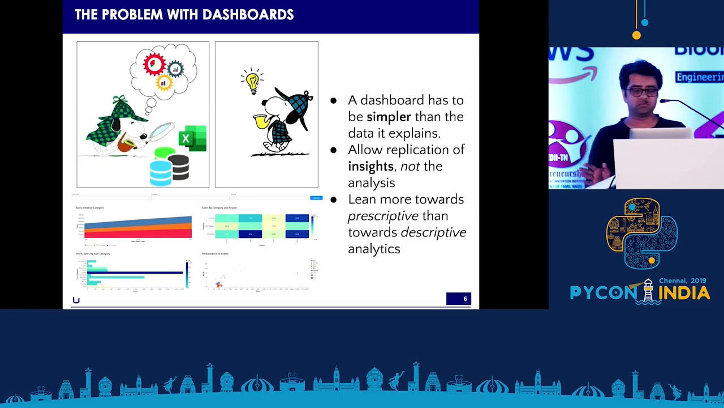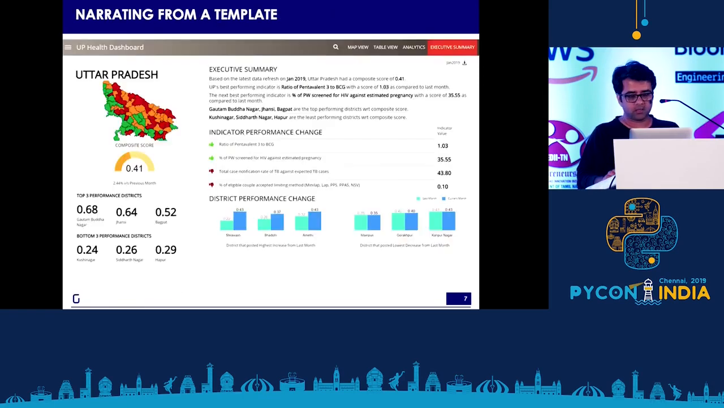So a dashboard has to be simpler than the data it explains. It can't just throw data in your face, where you are just iterating and filtering things endlessly with arbitrarily high complexity. We can't allow that. And the point is that we are giving them some flexibility only so that they can replicate the insights, not the analysis itself. The analysis has to be done beforehand, and it has to lean more towards prescriptive rather than descriptive analytics. Descriptive analytics can be more or less static, but what is it that you need to do with the data? That is a bigger question that most people want answered, right?